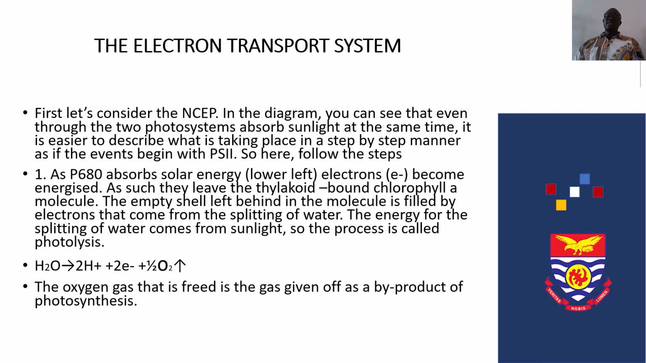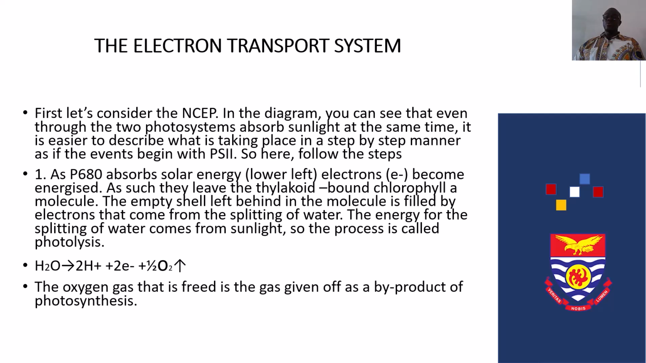Step 1, as pigment 680 absorbs solar energy, electrons become energized. As such, they leave the thylakoid-bound chlorophyll A molecule. The empty shell left behind in the molecule is filled by electrons that come from the splitting of water. The energy for the splitting of water comes from sunlight, so the process is called photolysis. So that is water being split into its various components.